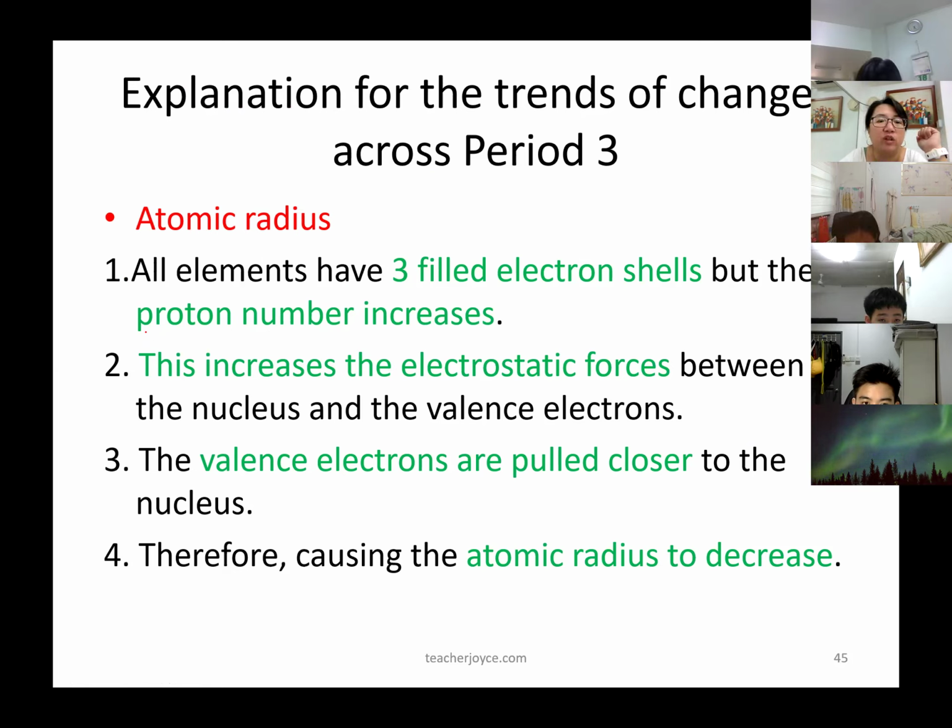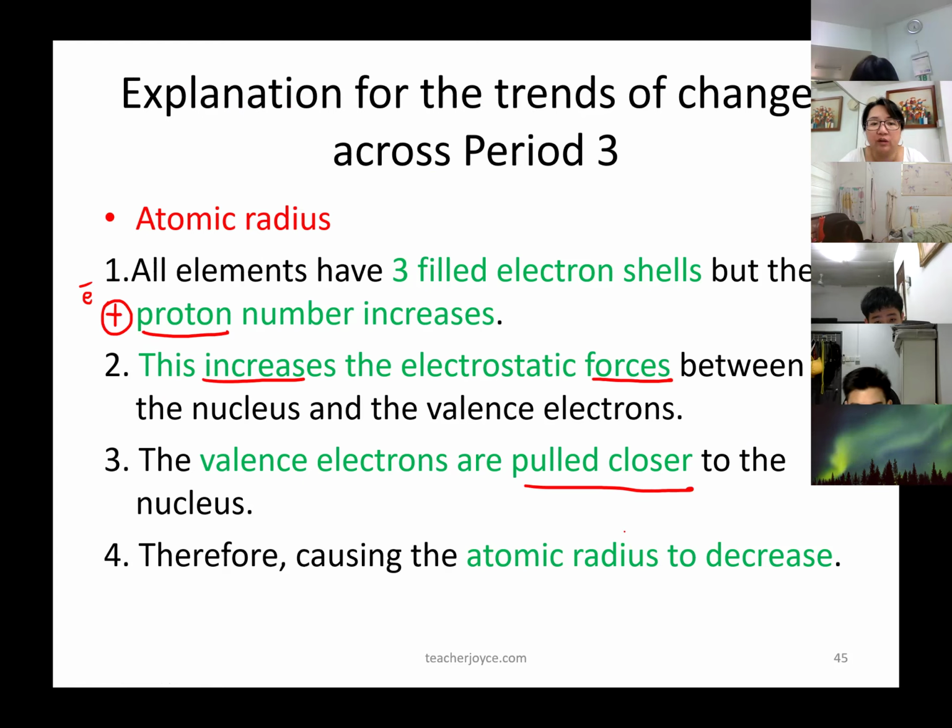Inside the nucleus, we have lots of protons. Protons charge positive, right? Electrons outside are negative, right? So when we increase the electrostatic forces, whoa, the force is strong. I pull all of you nearer to me. See? So the valence electron now, the outermost shell, is pulled closer towards the nucleus, and therefore causing the radius to decrease.